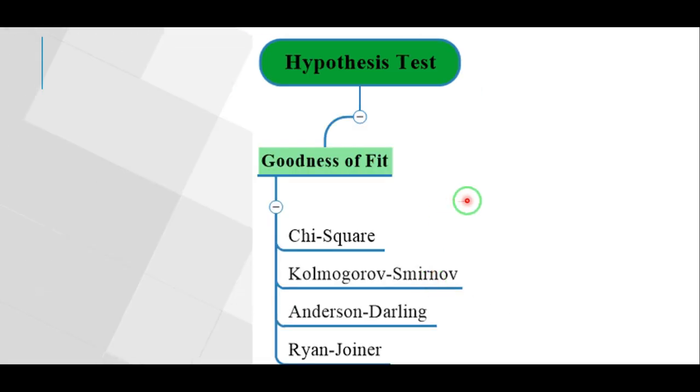And there is one specific category for hypothesis tests which we call goodness of fit. When we want to assess how well a statistical model fits a set of observed data, there are different options for us in order to detect it. We have the chi-square hypothesis test, Kolmogorov-Smirnov, Anderson-Darling, and Ryan-Joiner. We will explain the logic behind these kinds of hypothesis tests, and we will apply them in practice on a data set in order to understand them.